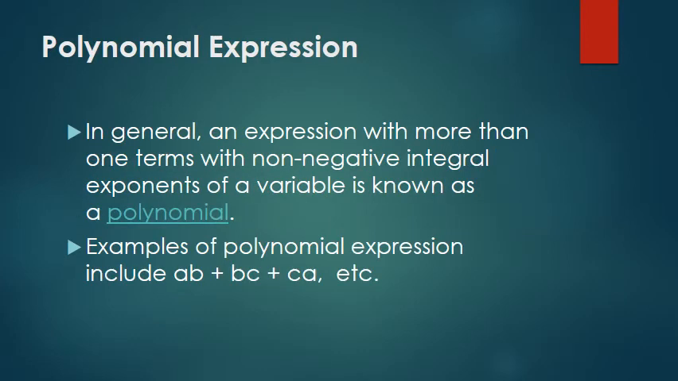Next one is polynomial expressions. An expression with more than one term, with non-negative integral exponents on the variables, is a polynomial expression. So, a polynomial expression can be ab plus bc plus ca. They are all examples of polynomial expressions, which have more than one term and no negative integral exponents.